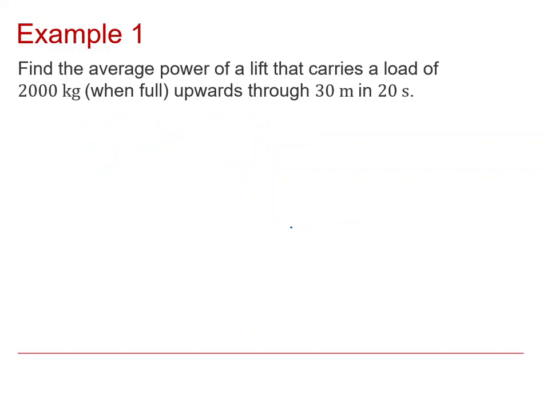So find the average power of a lift that carries a load of 2,000 kilograms when full upwards through 30 meters in 20 seconds. Force diagram first. Now the speed is constant, so that means to say that there must be a force balance. So if we know the weight, 2000g, we must also know the upward pulling force, it's 2000g as well. And 1.5 comes from saying 30 meters in 20 seconds.